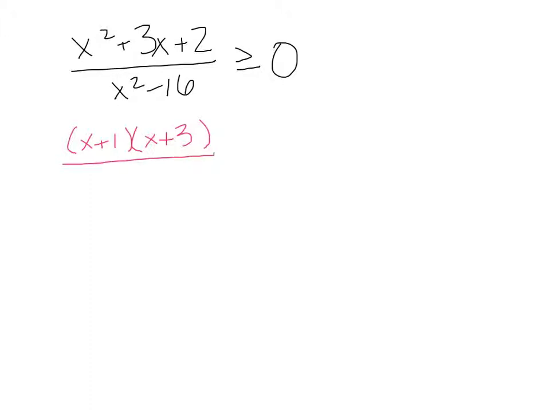And then the denominator is a difference of squares. So I'm going to have x minus 4 and x plus 4. This is all going to be greater than or equal to 0. Now nothing cancels out. So when I list out my critical points, I'm not going to have to worry about any holes. I will have some x-intercepts, and I will have some vertical asymptotes, but no holes.